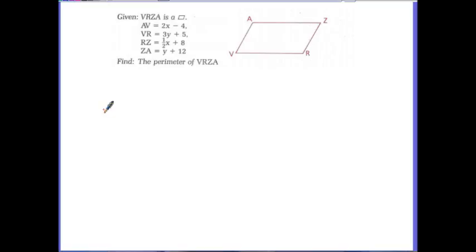So here we go, our last example. I went and saved the best for last. We're given that VRZA is a parallelogram, and I also let you know what all those different side lengths are going to be. We have the algebraic expressions 2x minus 4, 3y plus 5, 1/2 x plus 8, and y plus 12. Let's push pause and let's try and find out what the perimeter of our parallelogram is going to be.